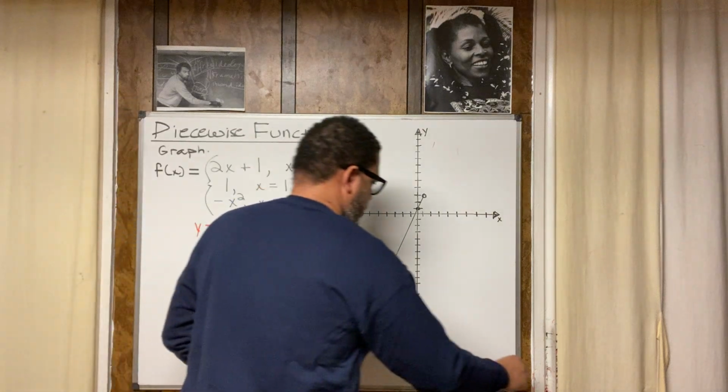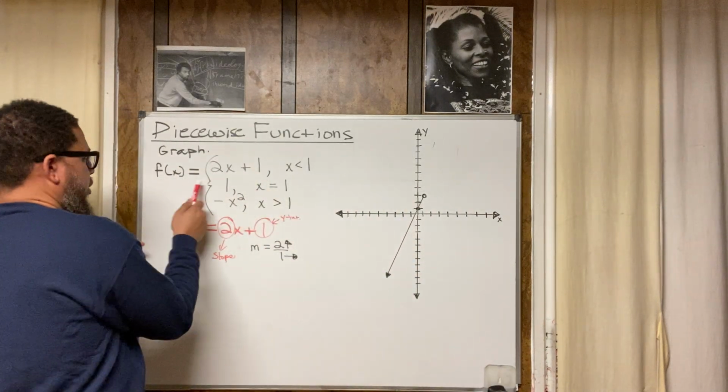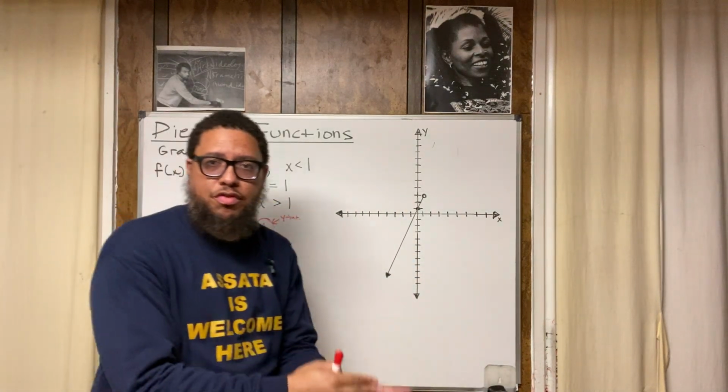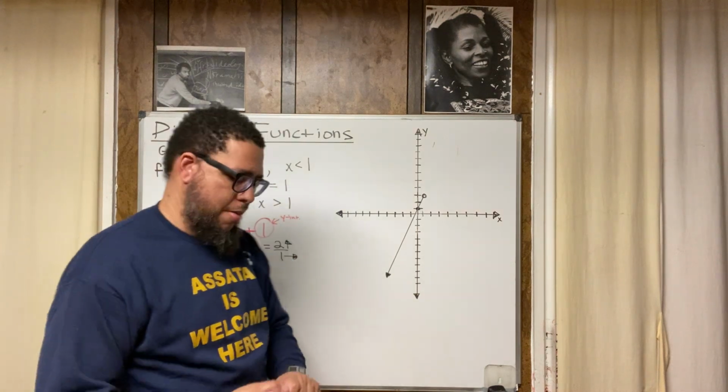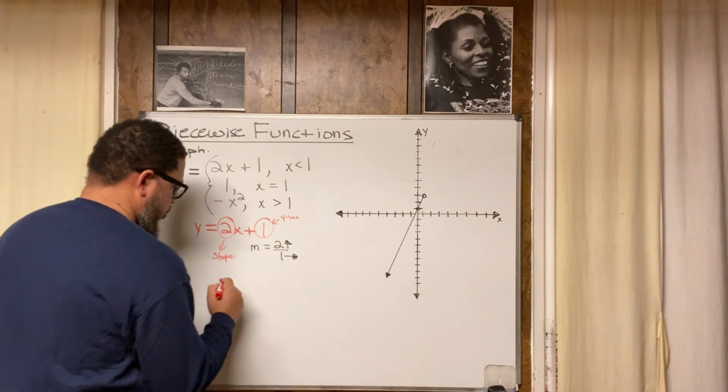Y equals 1, or f of x equals 1. Now, why did I say y equals 1? Because f of x and y mean the same thing. So I'm going to graph y equals 1.